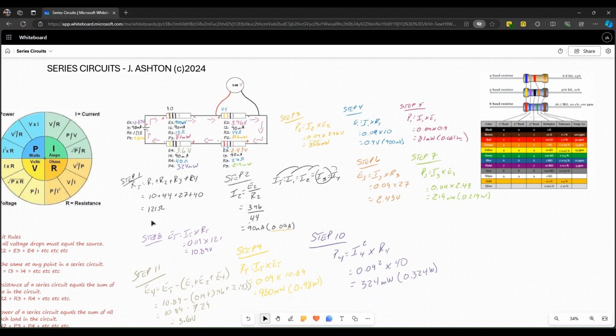All right, so that is basically it. That's how you do a simple series circuit. Let me know what you think. Let me know if you want some other videos like this.